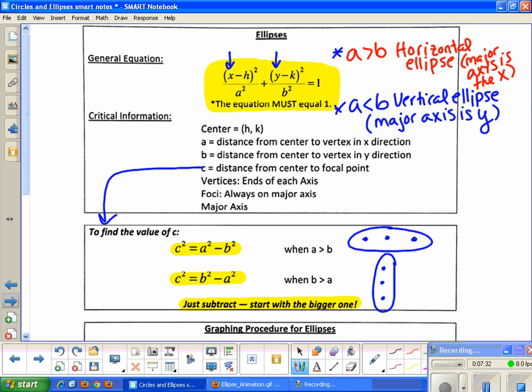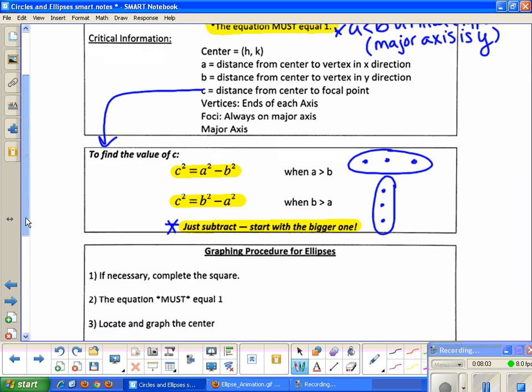Now, to find the value of C, if A is greater than B, which means we have a horizontal ellipse, then you're going to do C squared equals A squared minus B squared. If it's a vertical ellipse, then you're going to do B squared minus A squared. How do you know? Just always subtract the bigger one. Another note to point out is that for ellipses, the sign in between the two is always going to be a plus sign. So that's important because hyperbolas, which we'll do next, is going to be a minus sign.